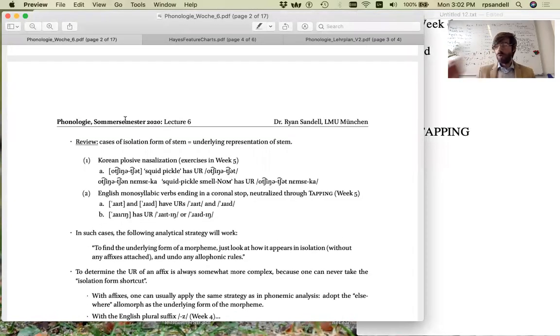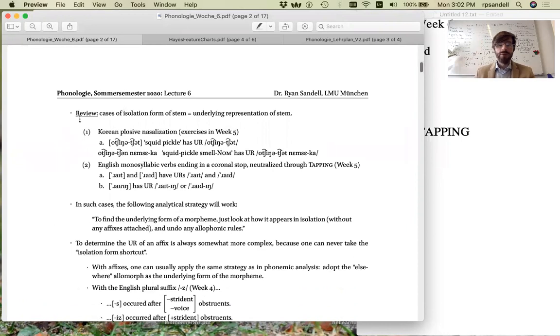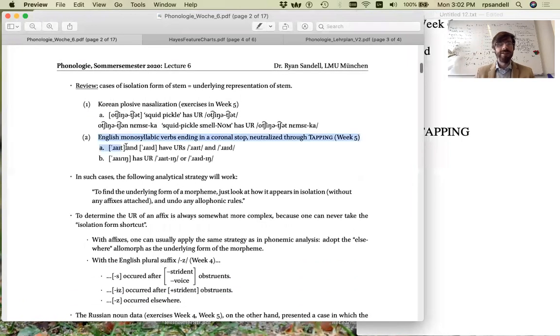And so let's review briefly a few other cases, or I guess the tapping case under number 2 I've just mentioned here. There you see, with the same forms that were discussed in week 5, the verbs write and ride, which become neutralized to writing in North American English. Hopefully we've had time in the exercise session to discuss plosive nasalization in Korean, where again the isolation form solution will work.